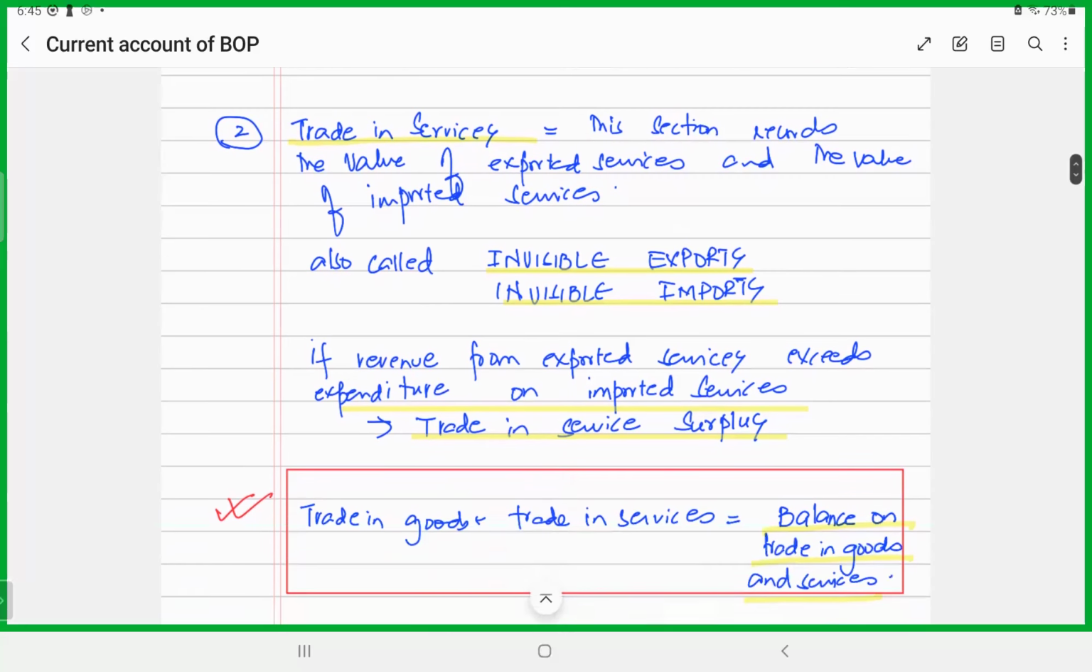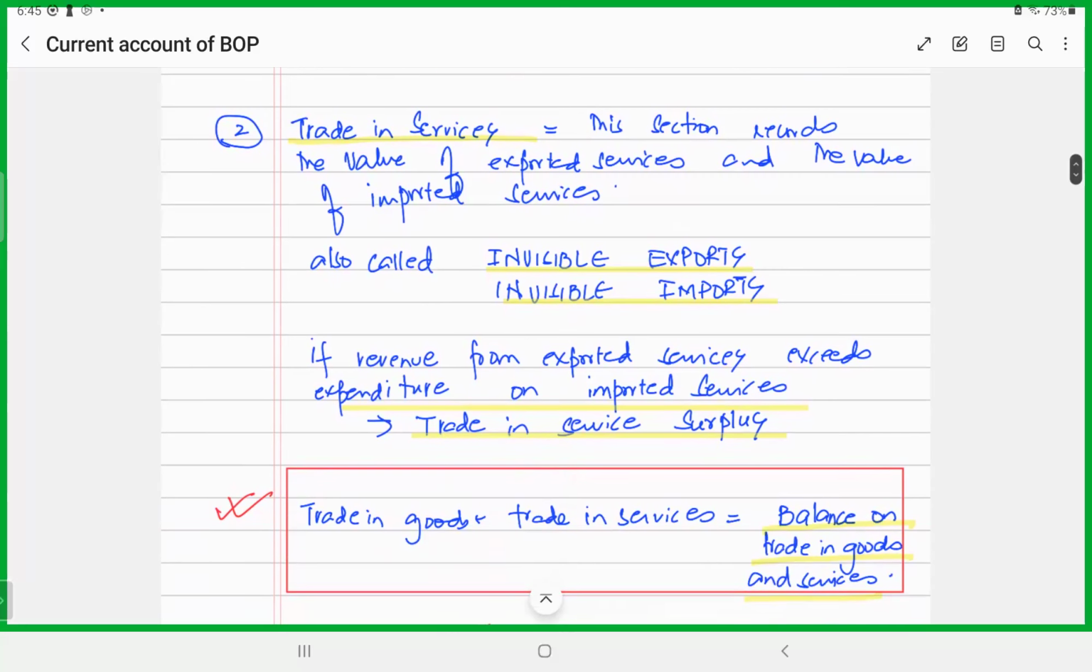Now comes the real part. When we add the balance of trade in goods to the balance of trade in services, what do we end up getting? Balance on trade in goods and services. BOT. What's the abbreviation? BOT.